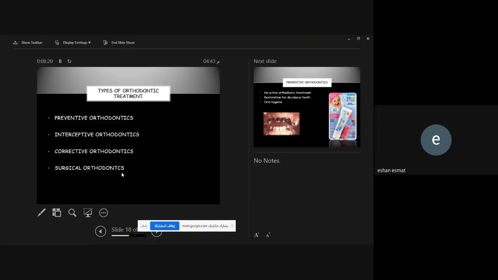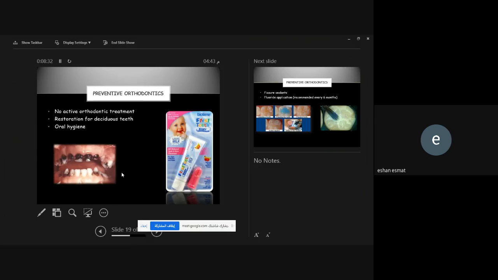Okay. Types of orthodontic treatment. There are 4 types: preventive, interceptive, corrective, and surgical orthodontic treatments. What do you mean by preventive? Here, we start early in the baby or in the child. There is no active orthodontic treatment.